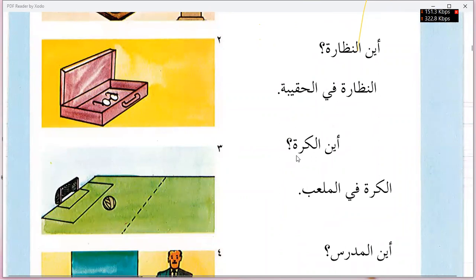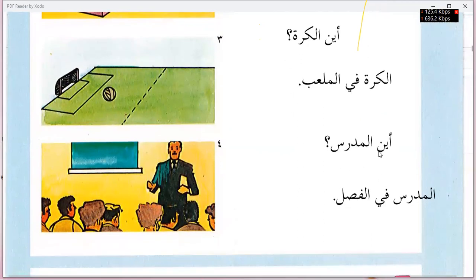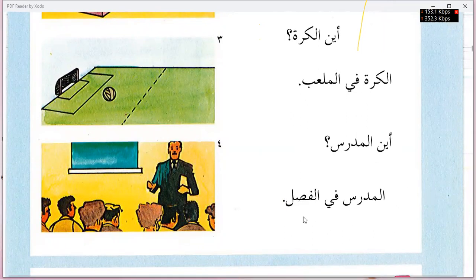Aina al-qurratu? Where is the ball? Al-qurratu fil mal'abi. The ball is in the ground, in the playground. Okay. Aina al-mudarrisu? Al-mudarrisu fil fasli. Where is the teacher? The teacher is in the classroom. Okay. Anybody, any question? No. Okay. Thanks.